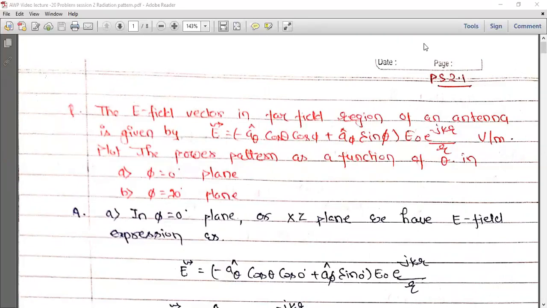And we have to plot the power radiation pattern as a function of theta in these planes, for phi equals 0 plane and phi equals 90. So there are many things to understand here. Number one, what is given is the electric field intensity phasor. In this electric field intensity phasor, E0 is an arbitrary constant, and there are two components of the electric field intensity phasor. One is a theta cap, one is a phi cap.